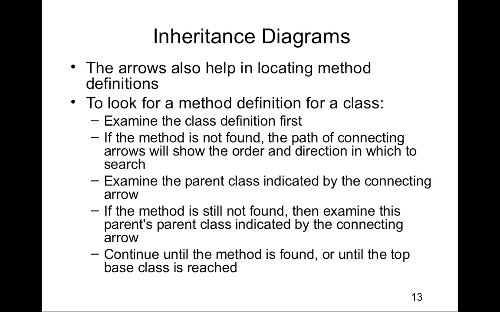So you look for a method definition for a class. Examine the class definition first and say, well, what is this class? It's a person. And then if the method is not found, the path connecting the arrows will show the order of the direction in which to search for the method.